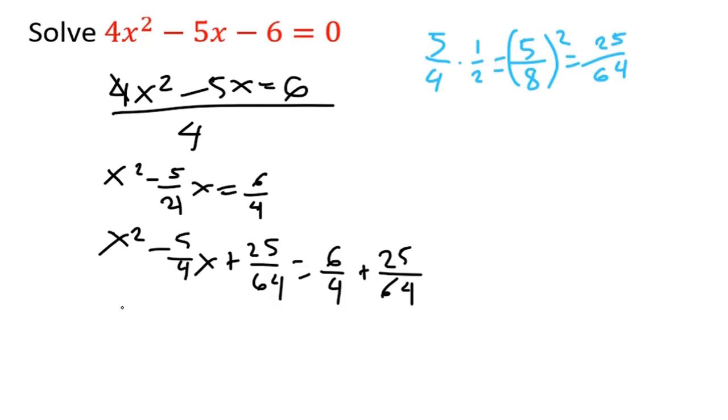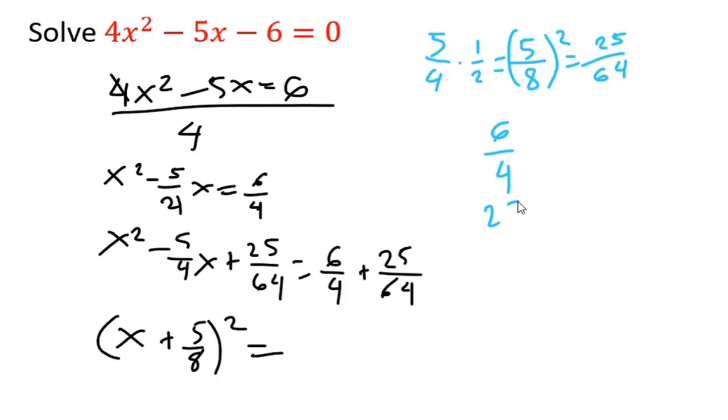Next, factor natin ito. So, kunin natin yung x, x square. Then, yung square root ng 25 over 64, which is 5 over 8. Kunin natin yung sagot ng 5 over 4 times 1/2 bago pa siya may square. So, x plus 5 over 8 squared equals, then add natin yung 6 over 4 saka 25 over 64.